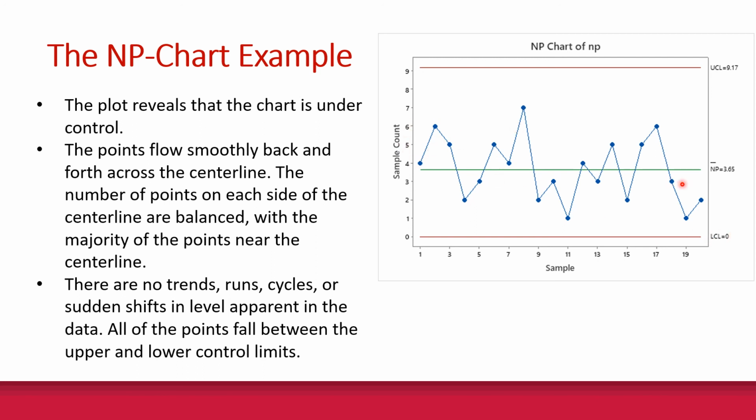So again, looking at this chart, it looks like the chart's under control. The points flow smoothly back and forth across the center line. The number of points on each side of the center line is balanced, with the majority of points actually being near the center line. There are no trends, runs, cycles, or sudden shifts in the apparent level. And all the data points fall within the upper and lower control limits. So we would say this process is in control.